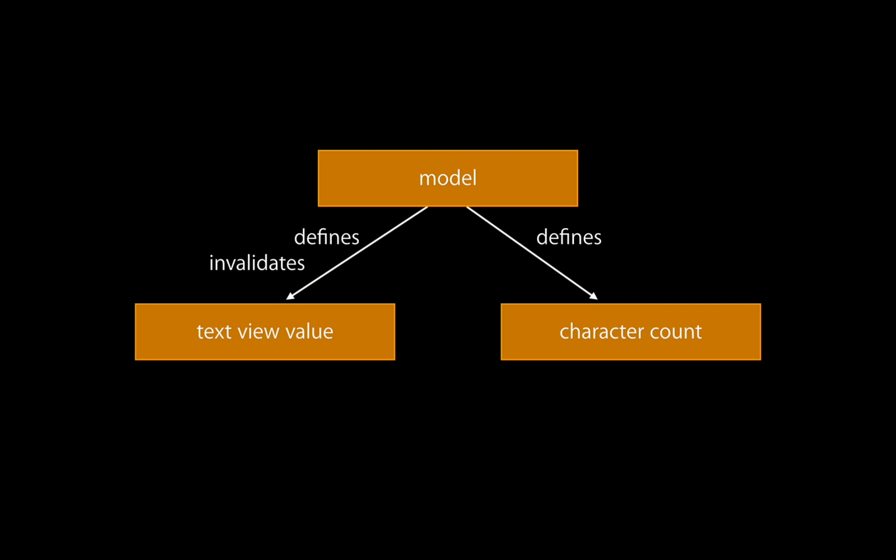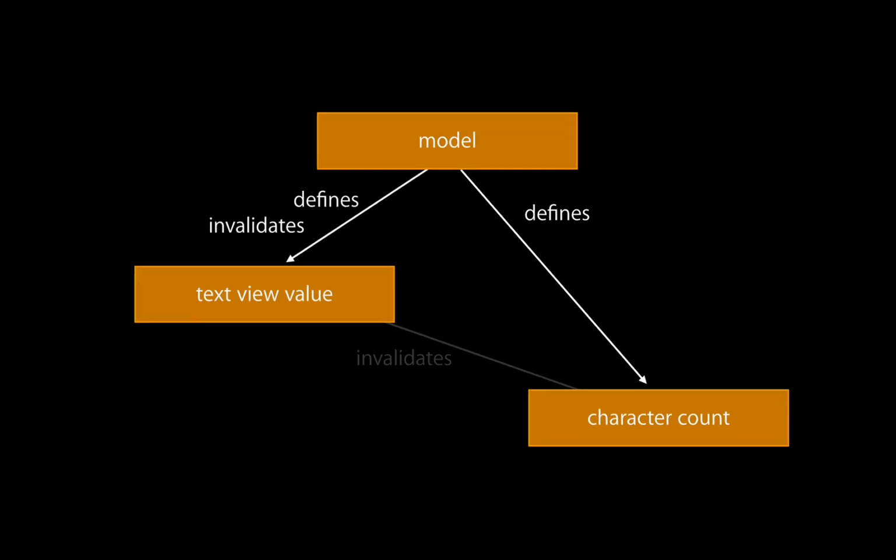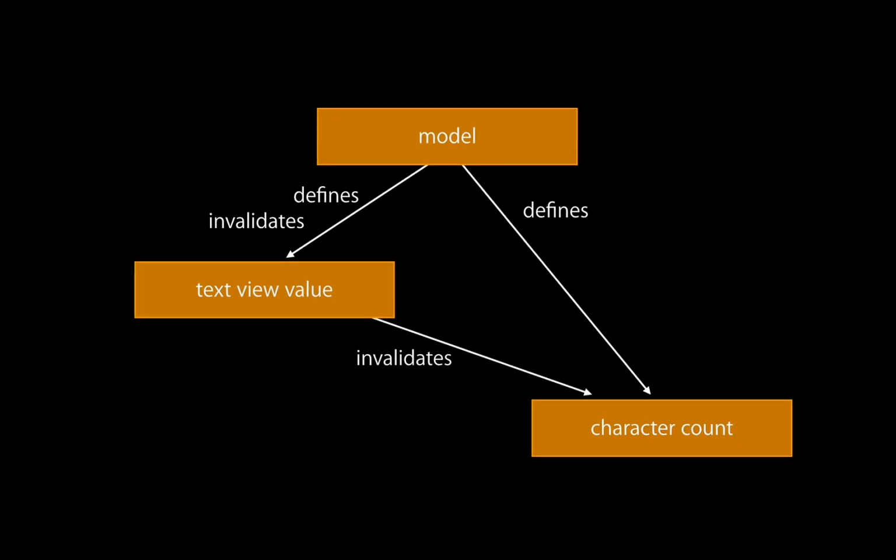But when the model changes, the character count is not invalidated. Rather, it's when the text view changes that the character count is being invalidated. And the lopsidedness of this diagram should hopefully indicate something to you. Each of these arrows is basically doing half a job. You're splitting up these responsibilities in two different places. And that's really the cause of our bug.